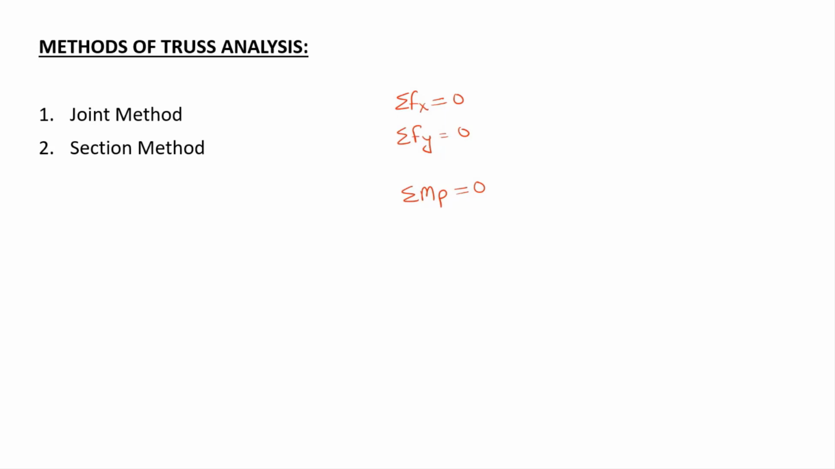When we are talking about the joint method, in this joint method we are going to use only these two equations, and while using the section method we are going to use only this equation, which means out of three equations of equilibrium we are going to use only two equations of equilibrium, that is sigma Fx equal to 0 and sigma Fy equal to 0 while using the joint method, and sigma moment at any point is equal to 0 while using the section method.